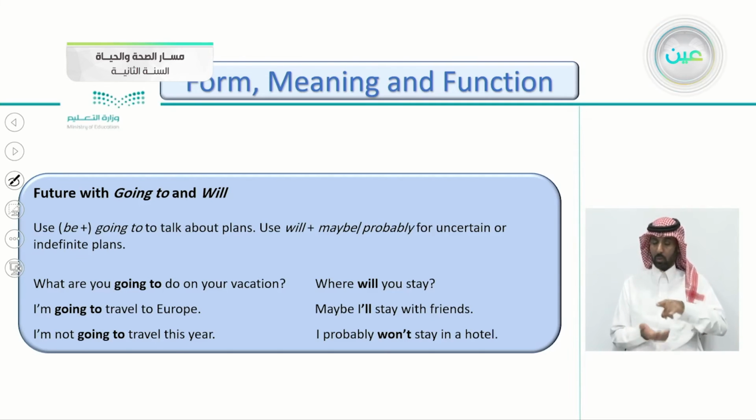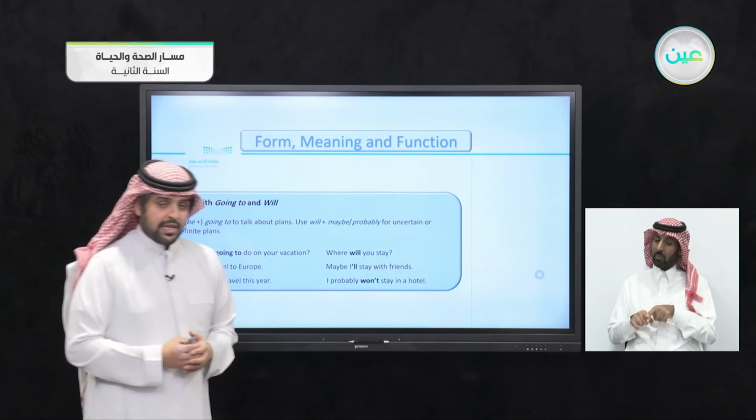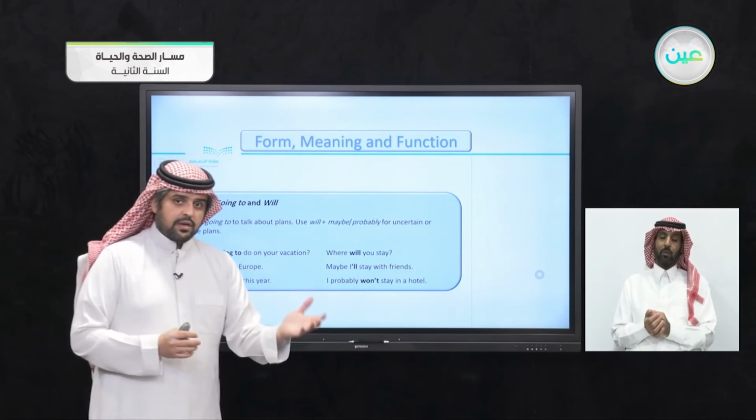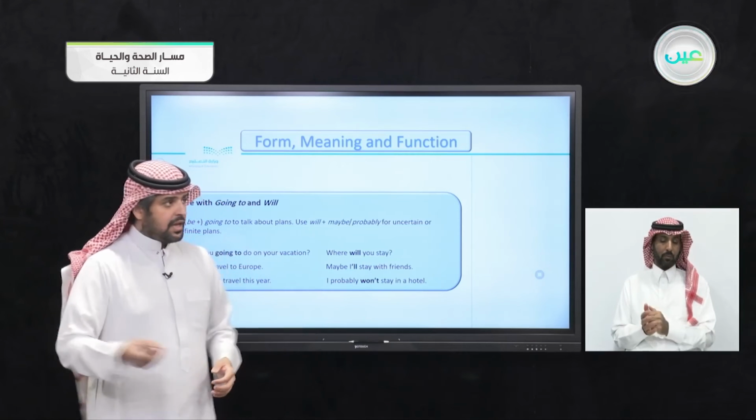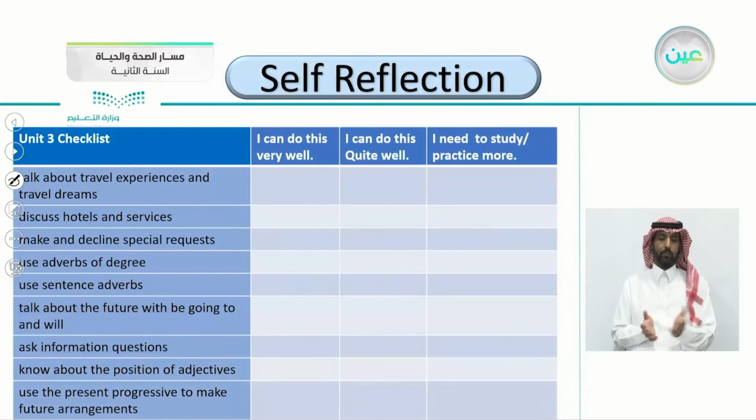So there's no maybes and probablys here. This is 100%. I'm going to travel to Europe. You're sure. You booked the plane. Maybe I'll stay with friends. You're not sure. Maybe at a friend's house or maybe at a hotel. So if this lesson is easy to you or hard or difficult, check the correct column for you.